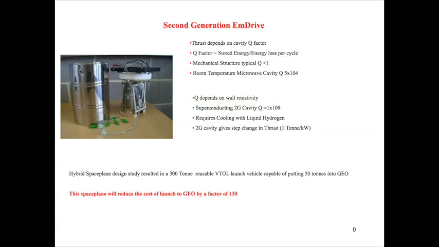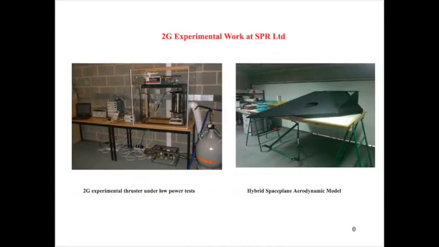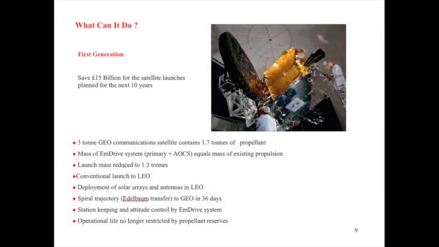Well, we've built an experimental thruster. We've done a lot of design studies on various space planes and other vehicles, and showed that essentially it's all a reasonable extension of existing technology. Okay, so what can it do? Well, first of all, let's look at a first generation. This is a room temperature, uncooled cavity designed specifically for satellites.